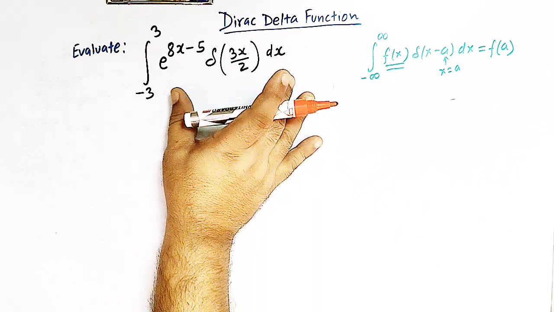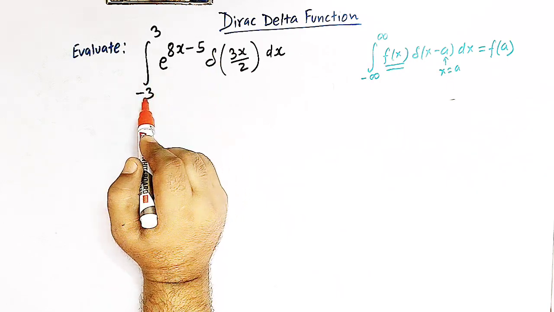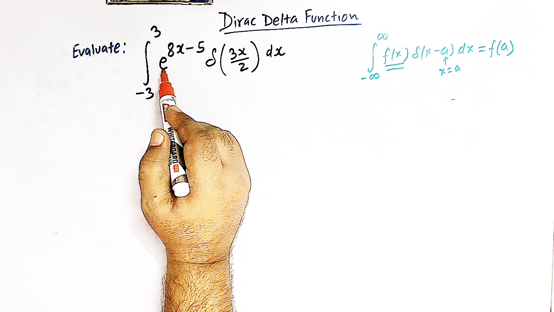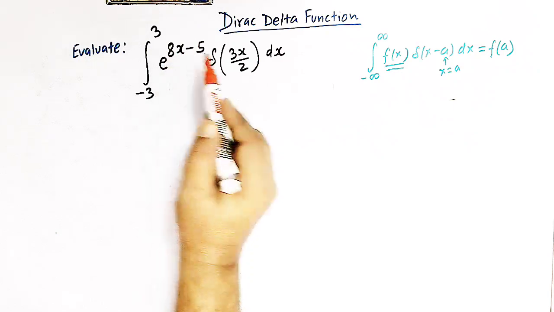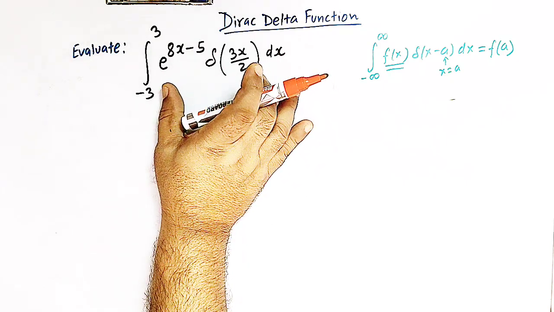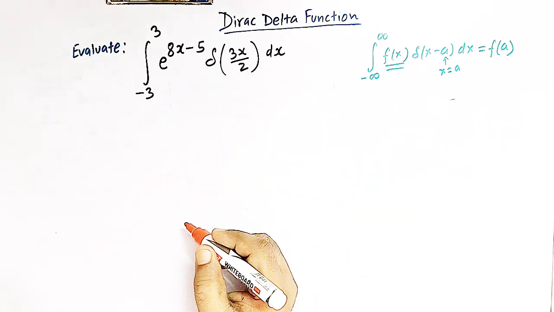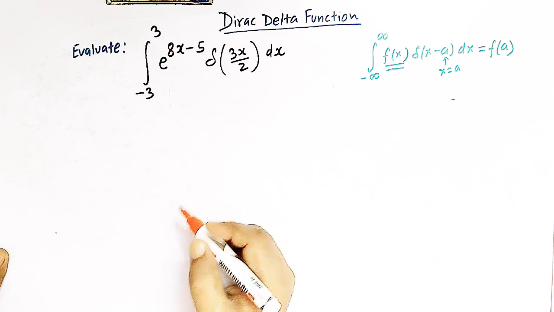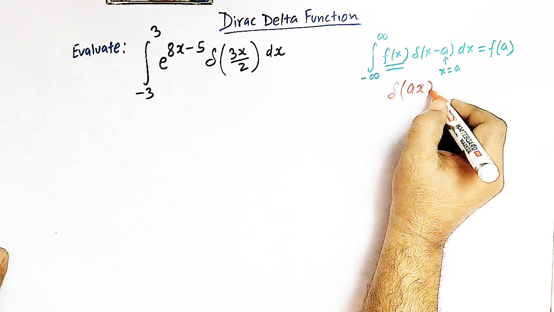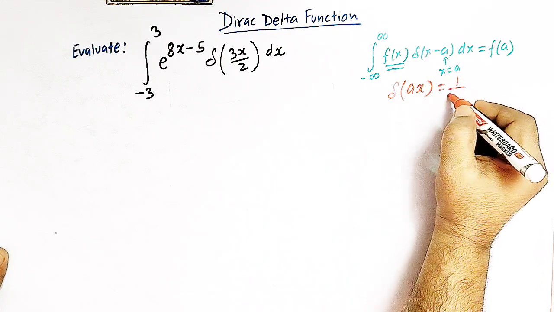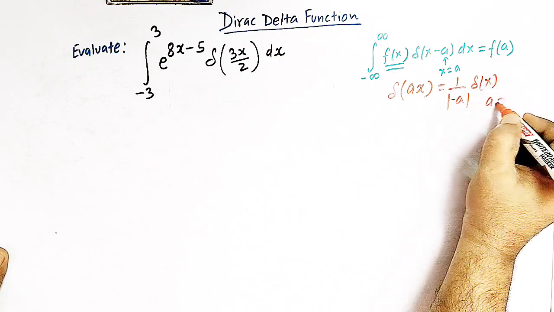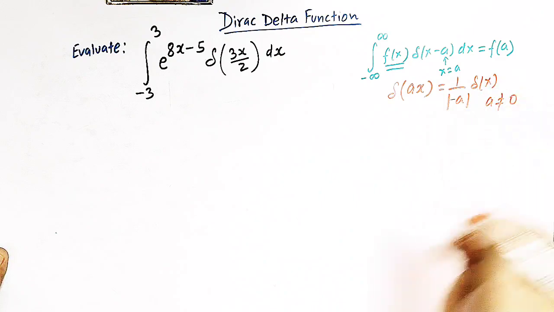So now consider this problem. Here we have to evaluate this integral from minus 3 to 3, and here we have e raised to 8x minus 5 delta of 3x over 2 dx. So to solve this integral, we'll make use of another important property of Dirac delta function, that is delta of ax is given by 1 over mod of a times delta of x, where a is not equal to 0, right?